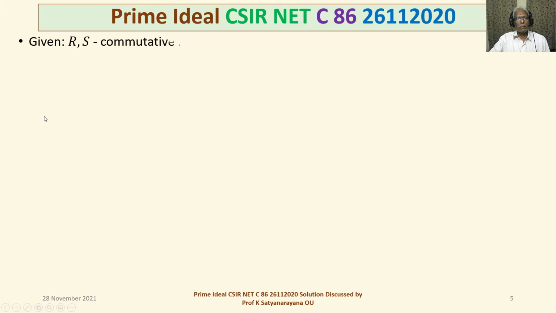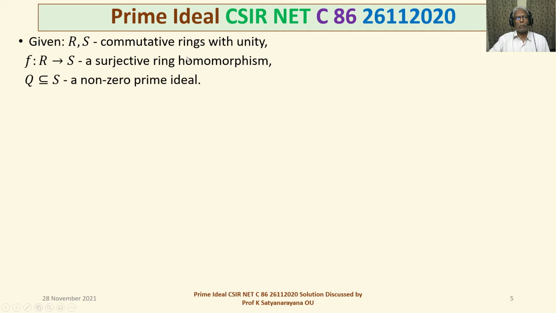We now discuss the solution of the problem. We have R and S are commutative rings with unity, F is a surjective homomorphism from R to S, and Q is a non-zero prime ideal of S. Let's take the statement given in option 1, that is, F inverse Q is a non-zero prime ideal in R. We will discuss the validity of this statement.